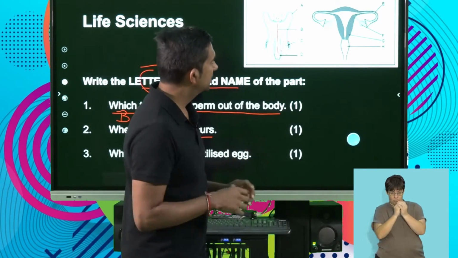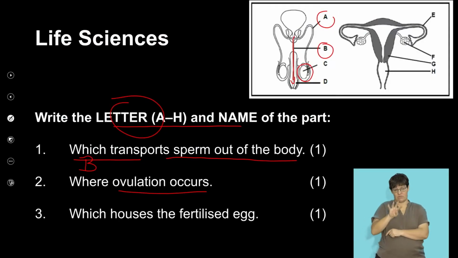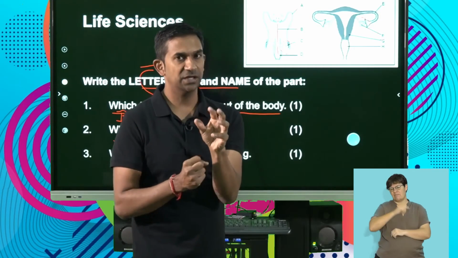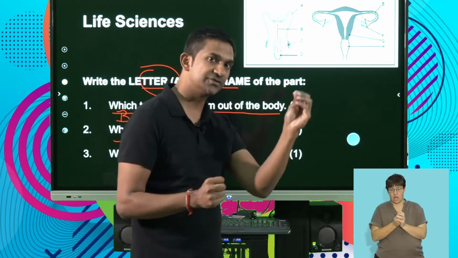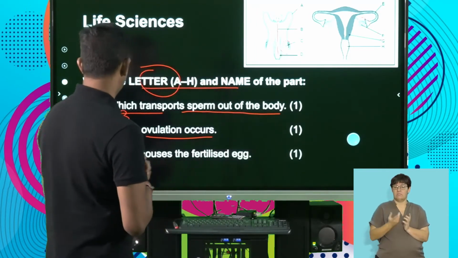So again, we've got to look at the structure where the ovulation occurs, and that takes place right here at structure F, which is the ovary. And remember that around day 14 the Graafian follicle will release an ovum, which then enters the fallopian tube and moves along the fallopian tube.